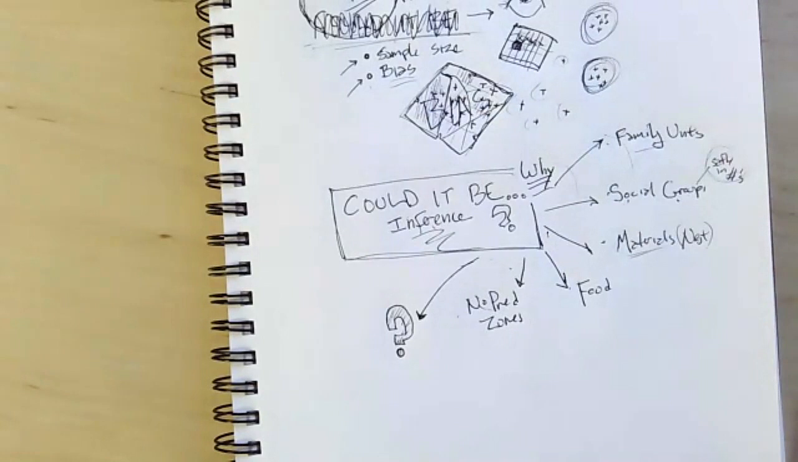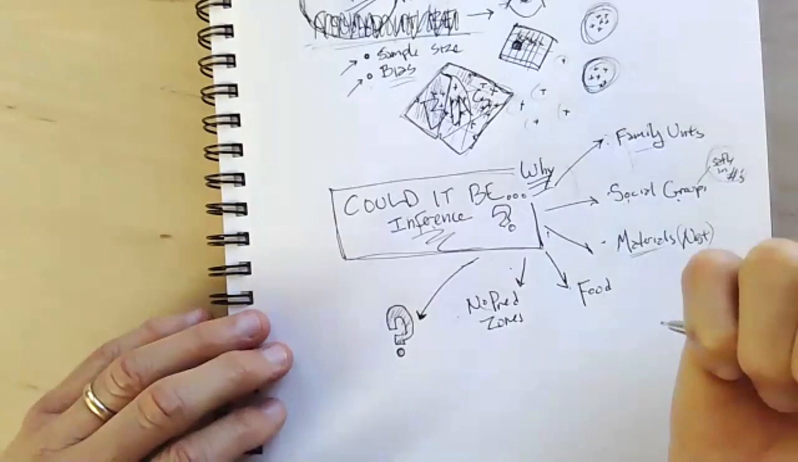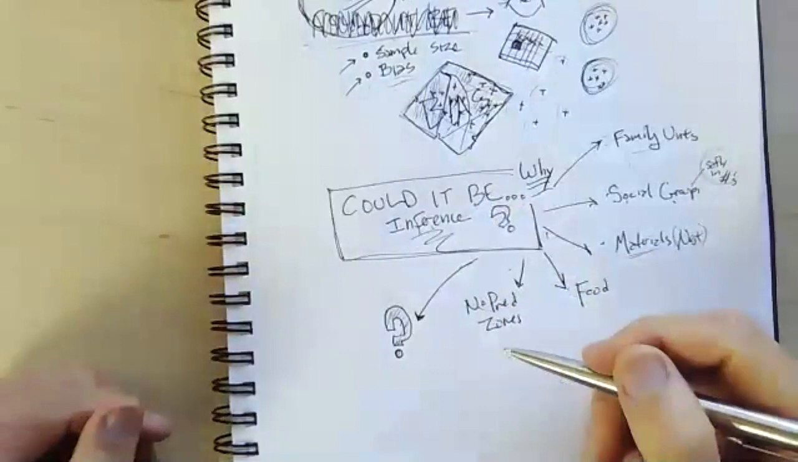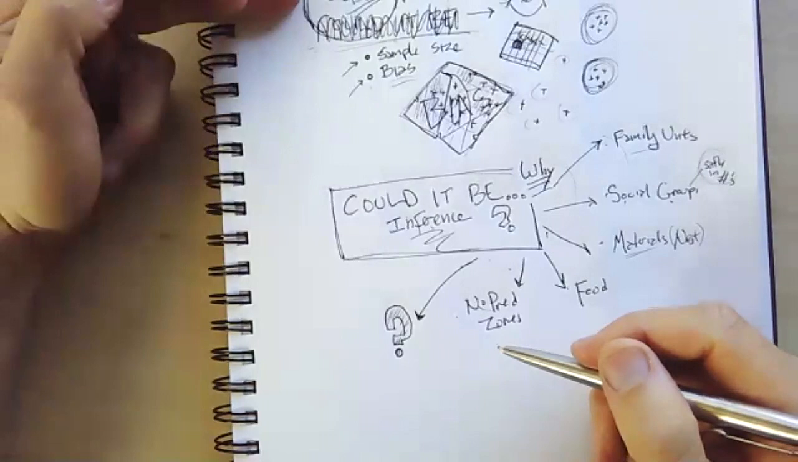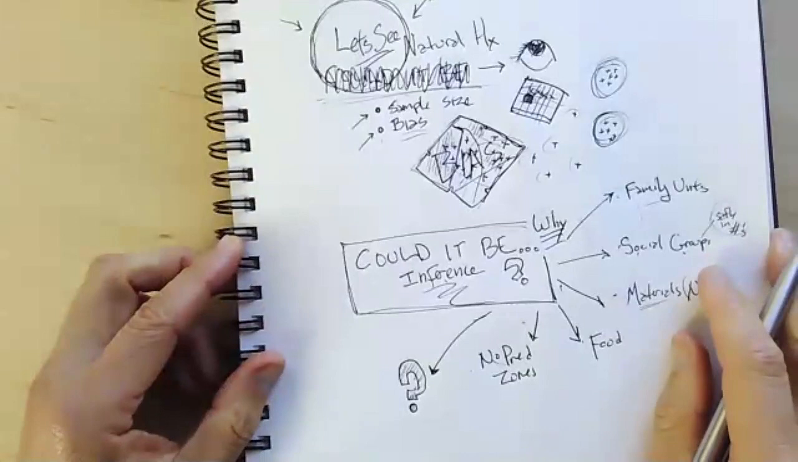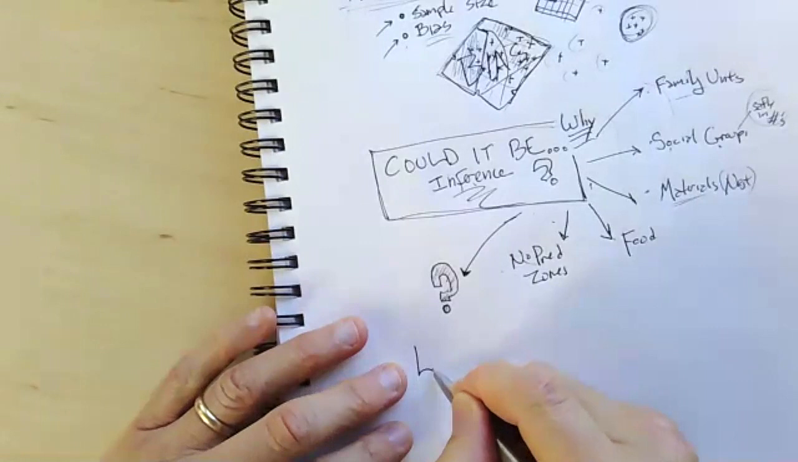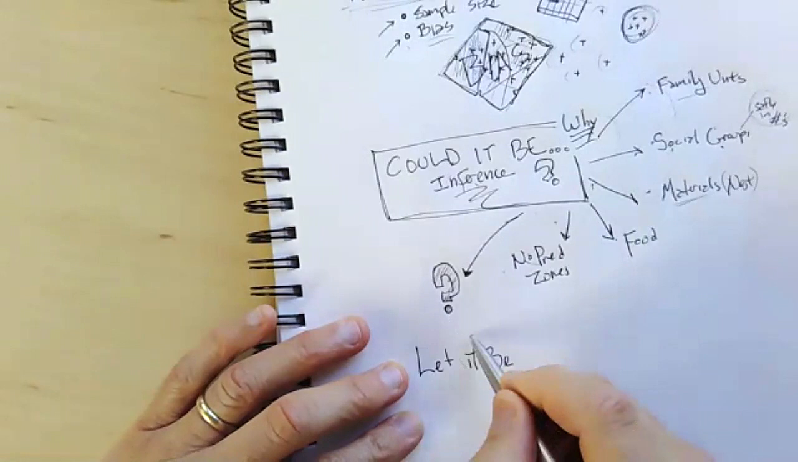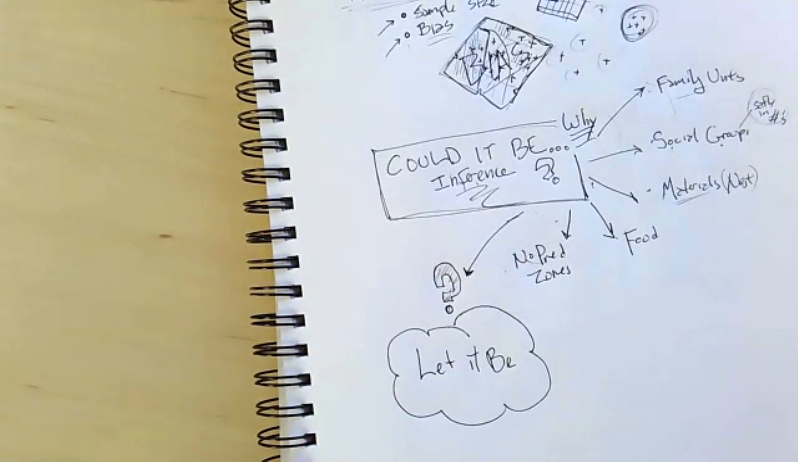Now, with any one of these, actually, let me just throw in the third category. And so this is direct observation. This is inference. There is a third category. And what the third category is called is let it be. Now, the let it be is a special category for things where there is no evidence. In the absence of evidence, we cannot test any claims or any explanations.